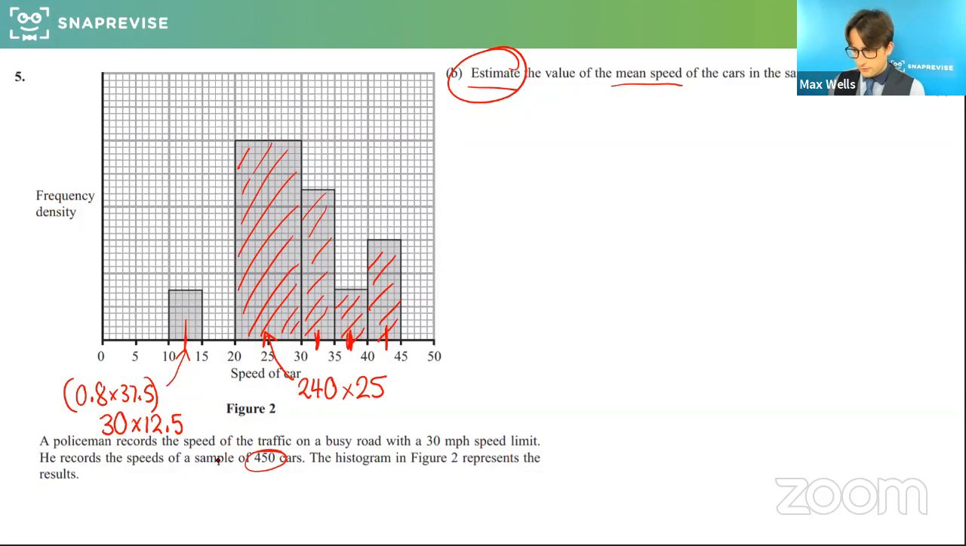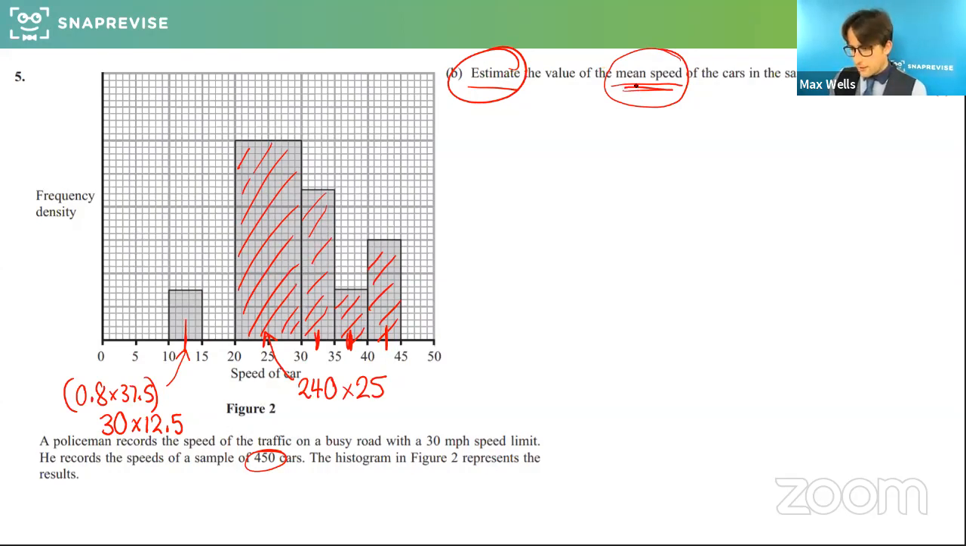Yeah, good. Sorry, the only bit that's missing just says cars in the sample. So: estimate the mean speed of the cars in the sample. This is the main point of the question. Estimate the value of the mean speed of the cars in this sample. So it's talking about all of them. That's the key point there.